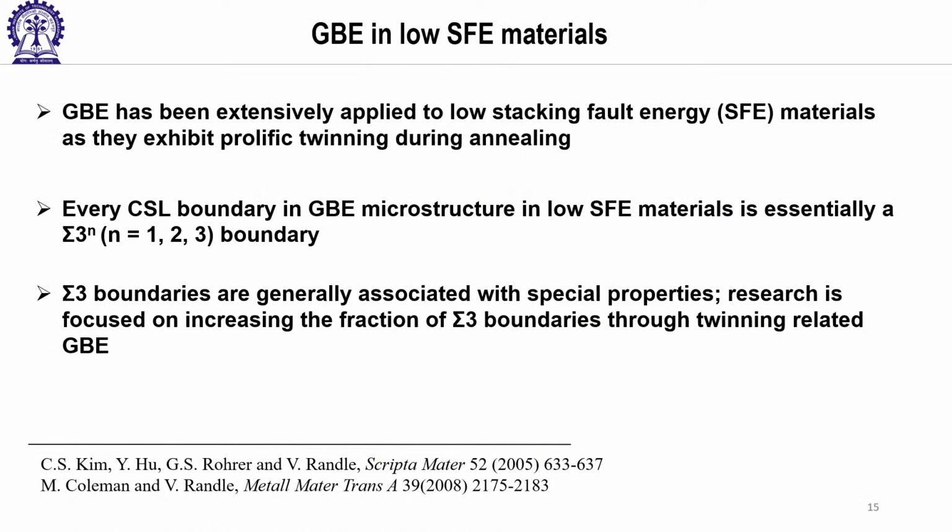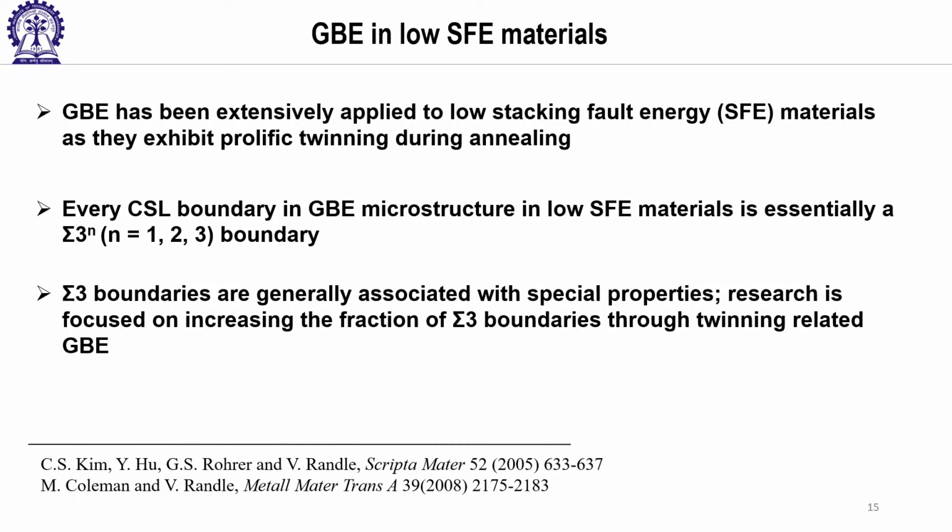Most low to medium stacking fault energy materials, like austenitic steel, nickel-based superalloys and copper, show a lot of sigma 3 boundaries. I just want to tell you that a sigma 3 boundary is nothing but a twin boundary, an annealing twin boundary. You know what an annealing twin is, right? If you see the misorientation angle, axis and coincidence, an annealing twin boundary is basically nothing but a sigma 3 boundary.